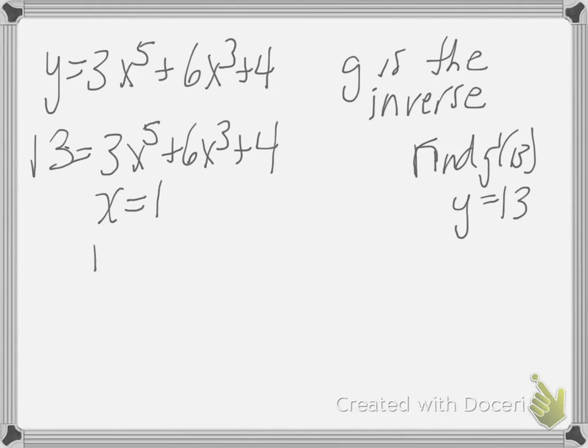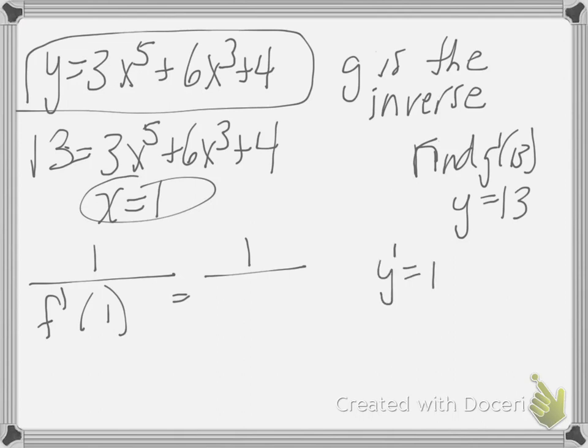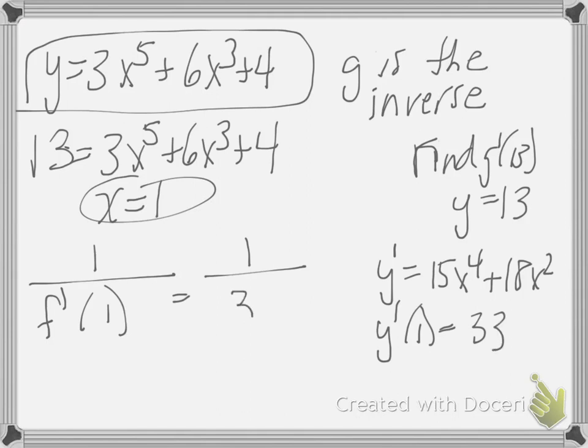Okay, so we're doing 1 over f prime of f inverse, which we now know is 1. So we need 1 over f prime of 1. So we need to find the derivative of that. The derivative is 15x to the 4th plus 18x squared, and we're interested in when x is equal to 1, and we're going to get 33. And so the answer is 1 over 33. Okay, and that's that.